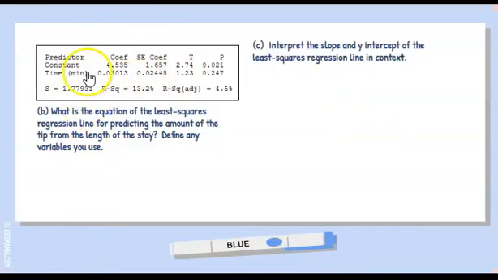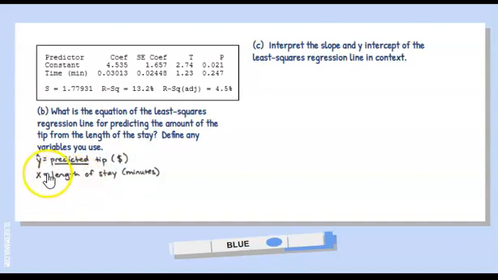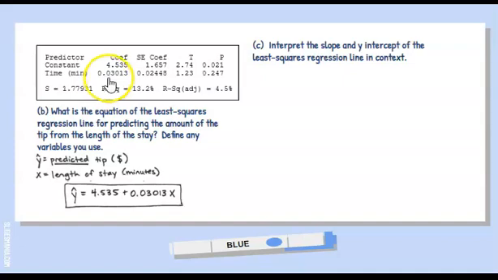So we've taken that data and here's the output. Part B says, what's the equation of the least squares regression line for predicting the amount of tip from the length of stay? Define any variables. Well, okay, so y hat is our predicted tip, and x is the length of stay in minutes, right? So I'm going to use my table, and I'm going to find my slope right here, and my y-intercept right here. And this is the equation of the line the table is giving me. I've defined the variables, and I've used the appropriate y hat here, so we're good to go.